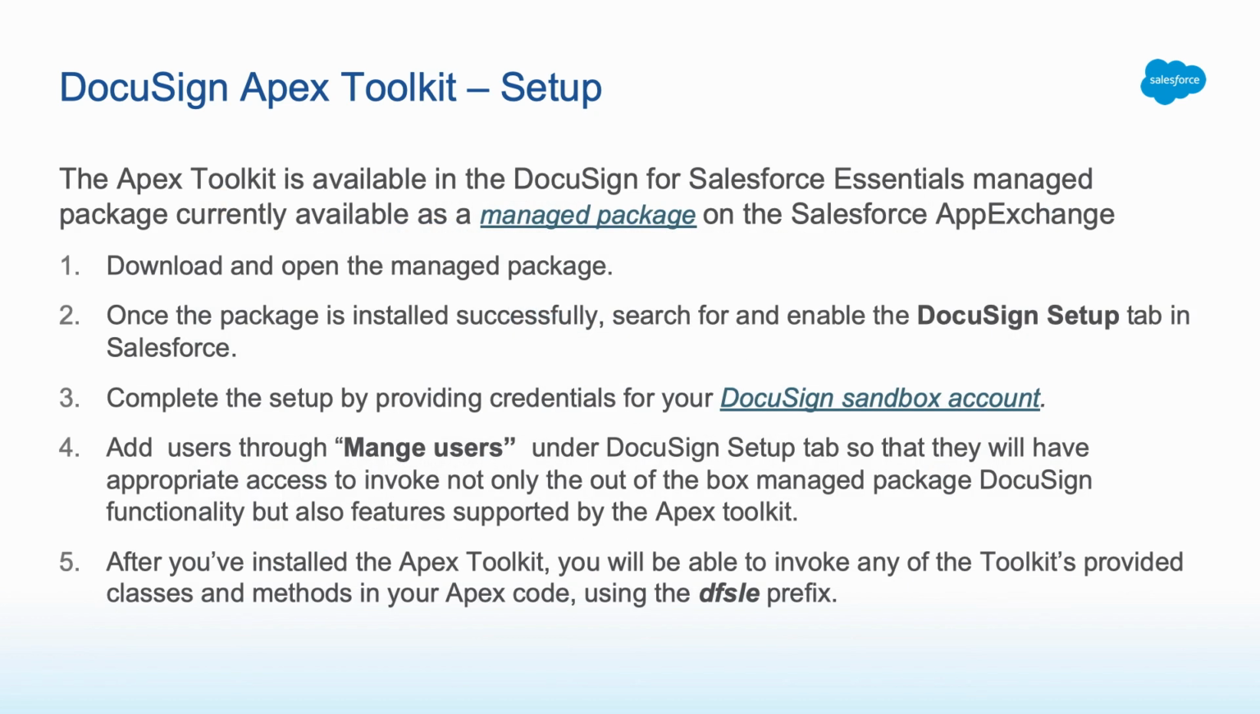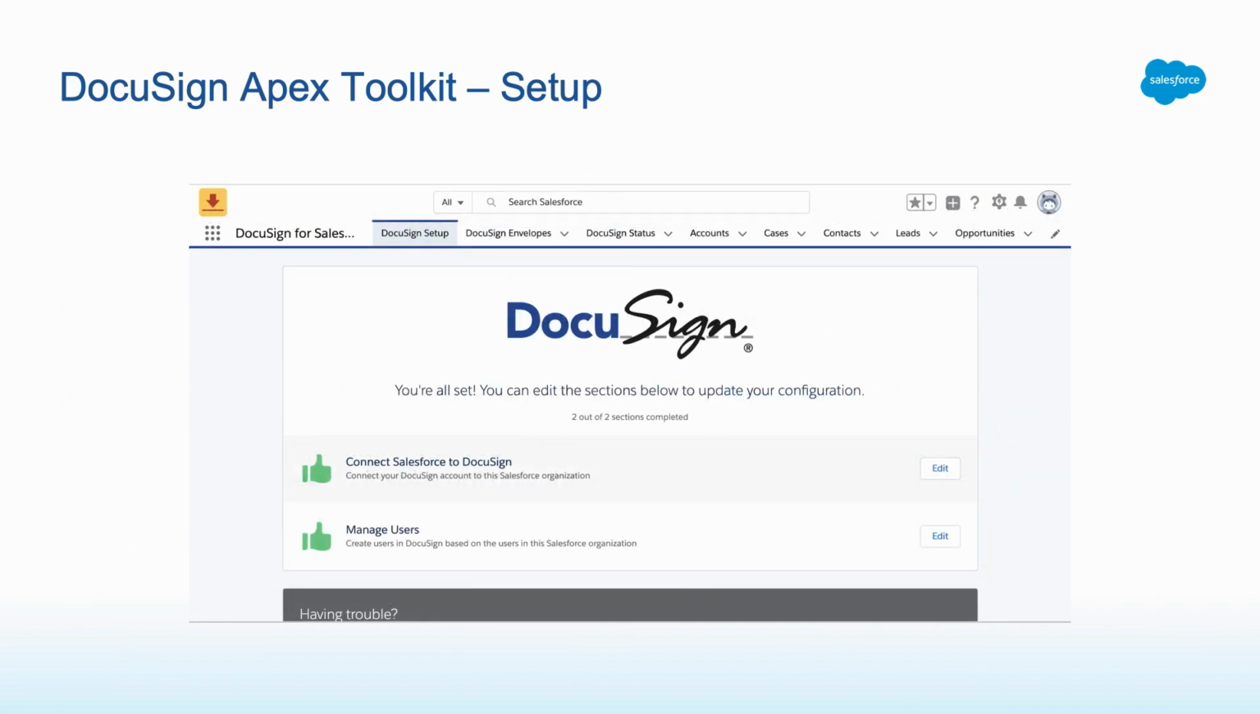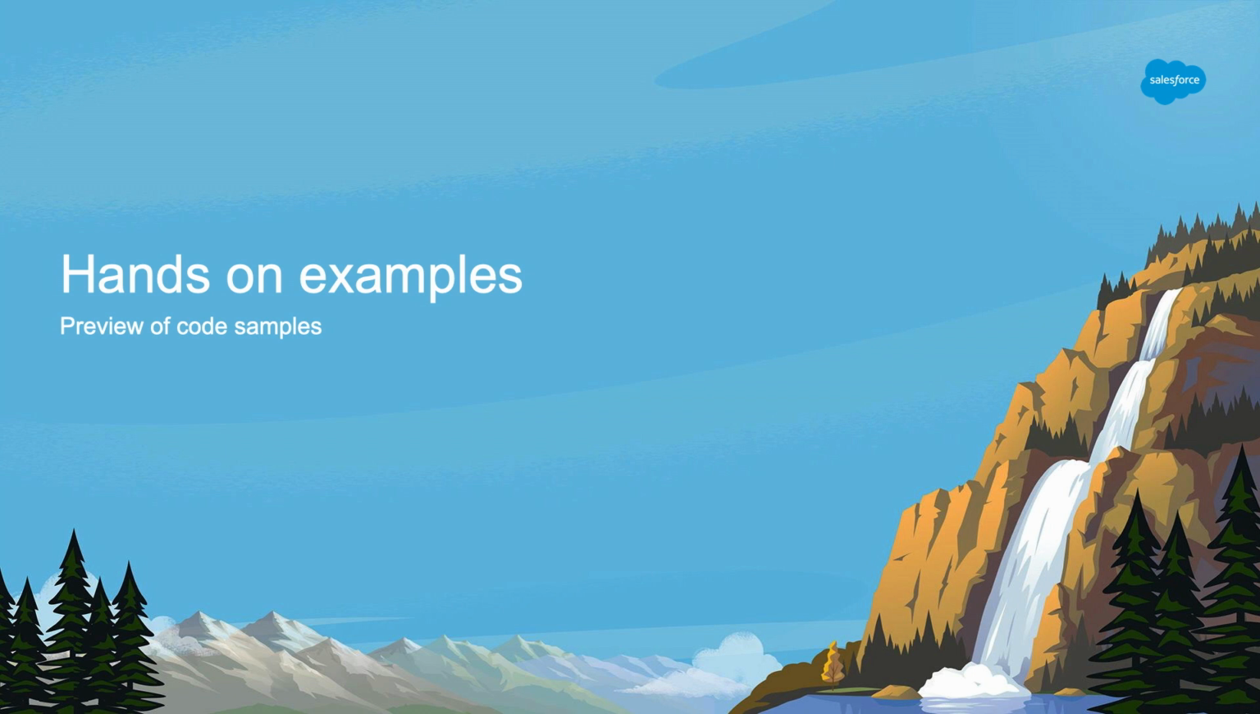So once you complete steps 3 and 4, the final step is you can now use Apex Toolkit, but while using any methods, you have to use this prefix DFSLE. So this is the 5-step process for setting up your Apex Toolkit. And I can show you how this page looks during my demo. So let's go ahead and see a demo.